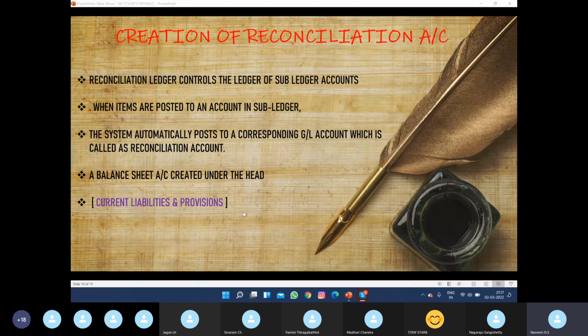What is the use? It generally updates all the transactions that are posted in our subsidiary ledger into our main ledger, that is the general ledger account.